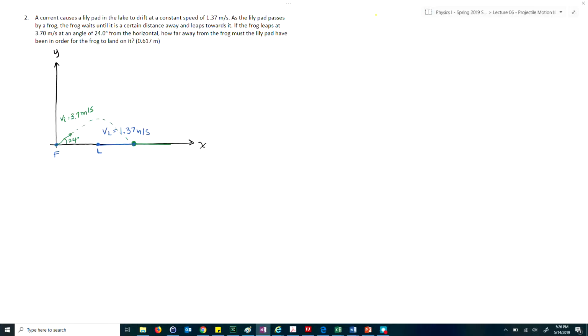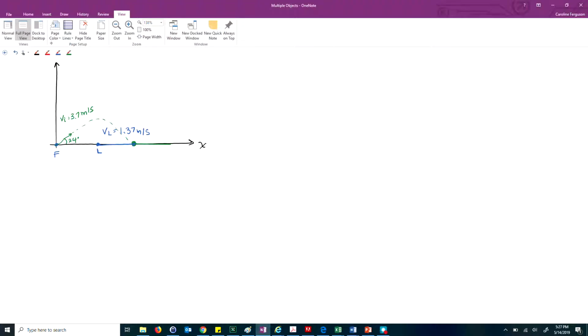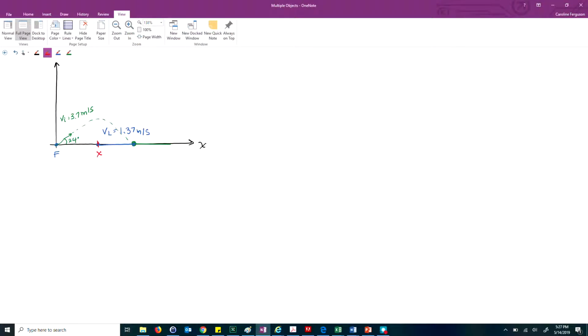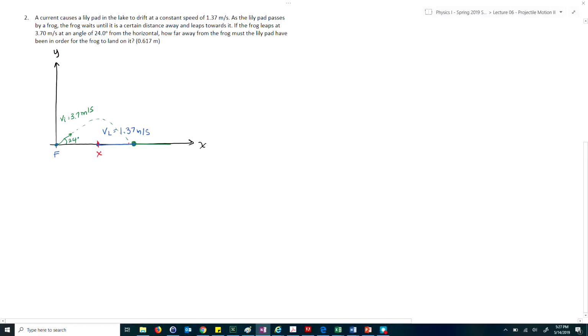So we're looking for that initial distance between the frog and the lily pad. So really this value right here. We're looking for that value. So I can call that whatever variable I want. I'm going to just call that variable x. Okay, so I'm calling that x. All right. And I'm just going to put in my arrow for the lily pad so I can see. This is my lily pad vector. It's moving to the right, and it says the velocity of the lily pad is 1.37 meters per second, so that's good. So what we want is for the frog to land on top of the lily pad.